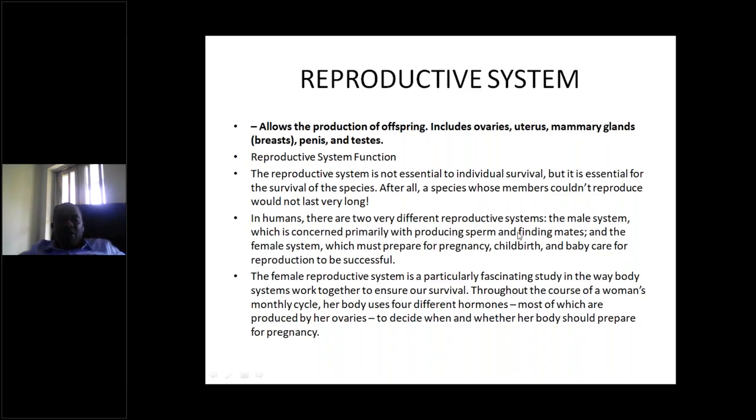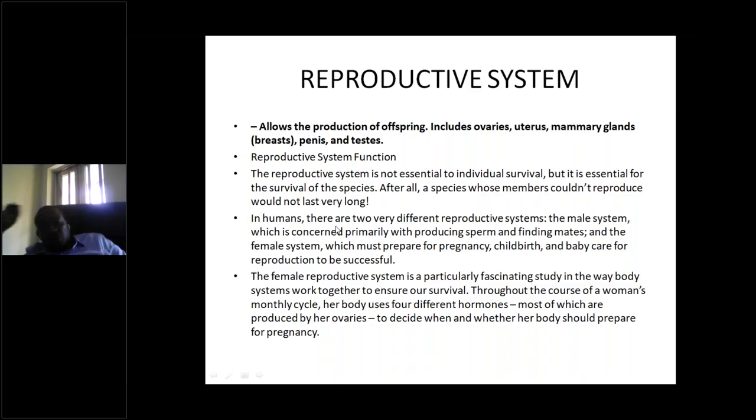In human beings, we have two very different reproductive systems. Some organisms are hermaphrodites. A hermaphrodite has both the male and the female reproductive system in the same organism. But in human beings, it's different: the male system is separate in a man, and the female system is separate in a female.